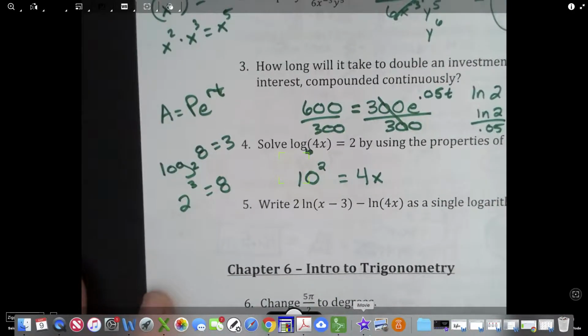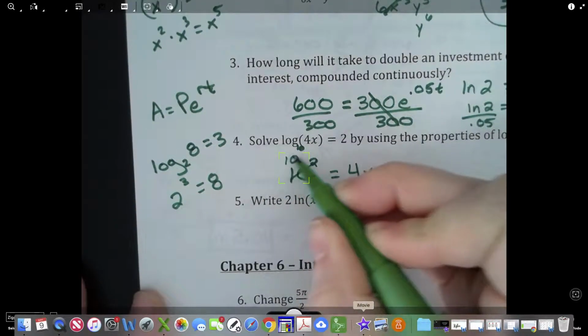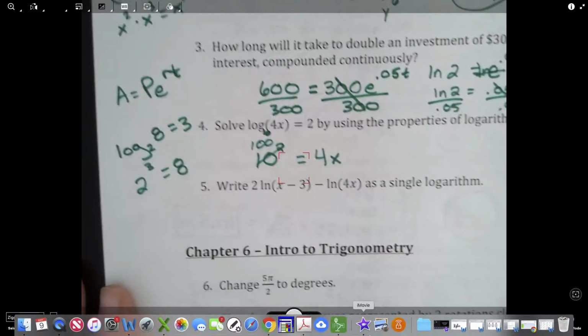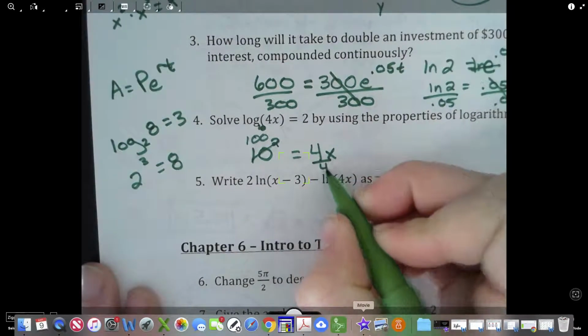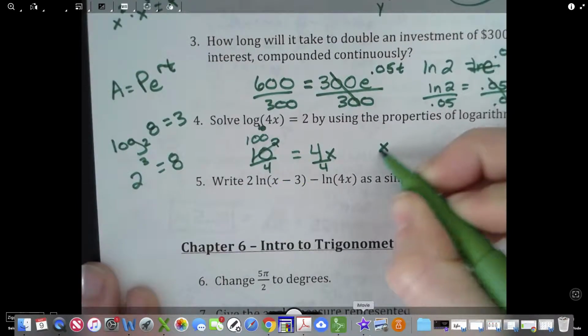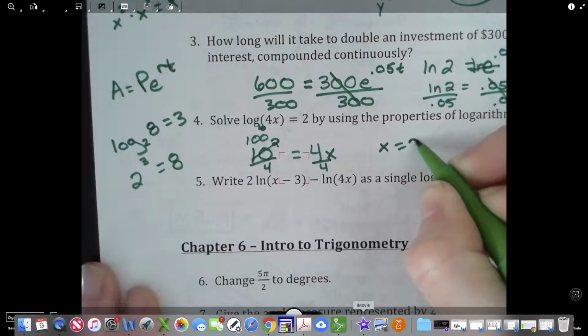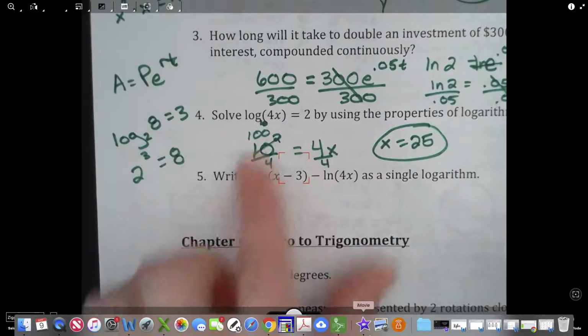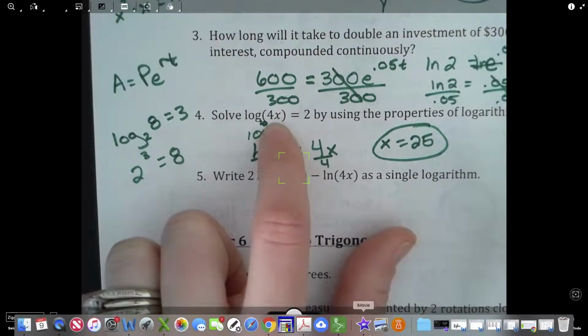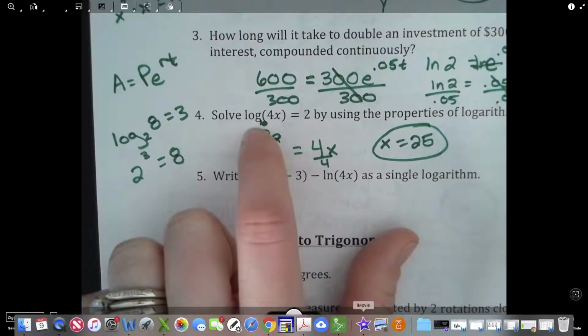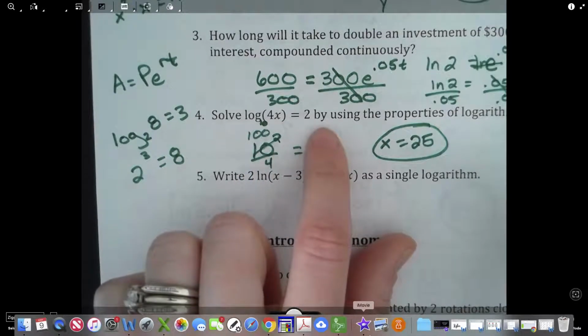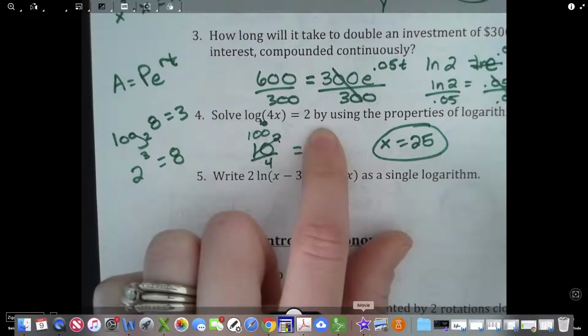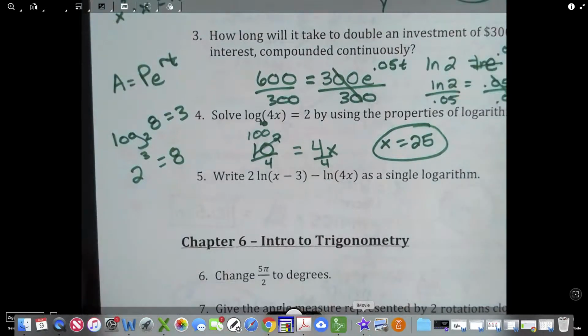And 10 to the 2nd power is 100. And then what? Divide by 4, so x is 25, okay? Now, you can check that in your calculator really easily. Just plug 25 in for x, so you would just take log of 4 times 25, and it should be equal to 2. Just to check your answer. Perfect. There you go.